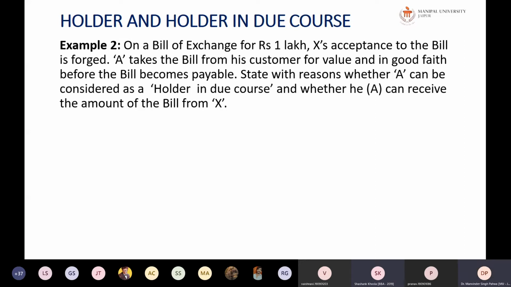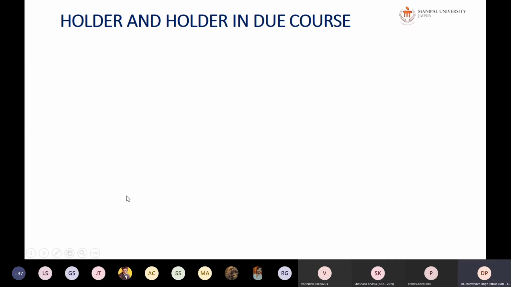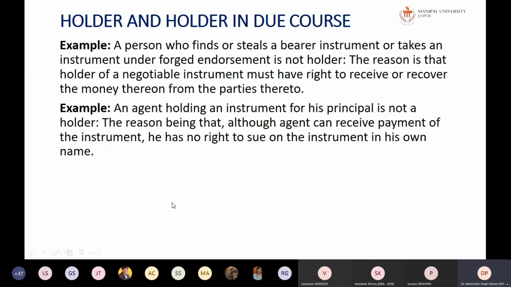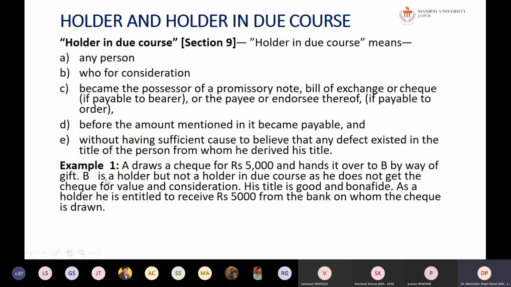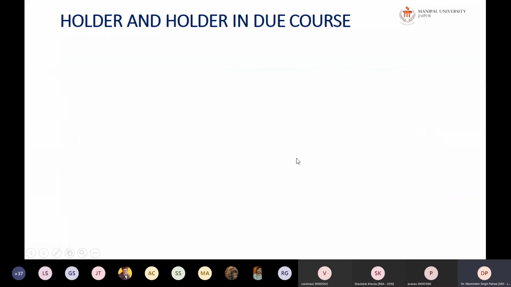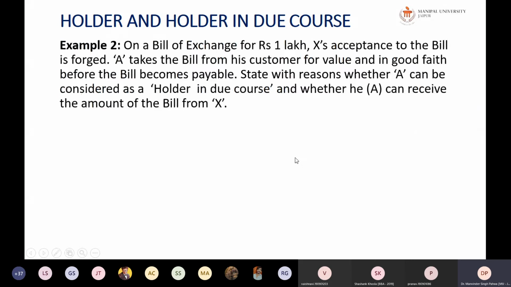I've already told you. See this, let me show you. A holder in due course is a person who receives it without having sufficient cause to believe that a defect existed in the title of the person from whom he has derived it. So X doesn't know whether A has obtained the bill in good faith or not. Okay, so he will be called a holder in due course.